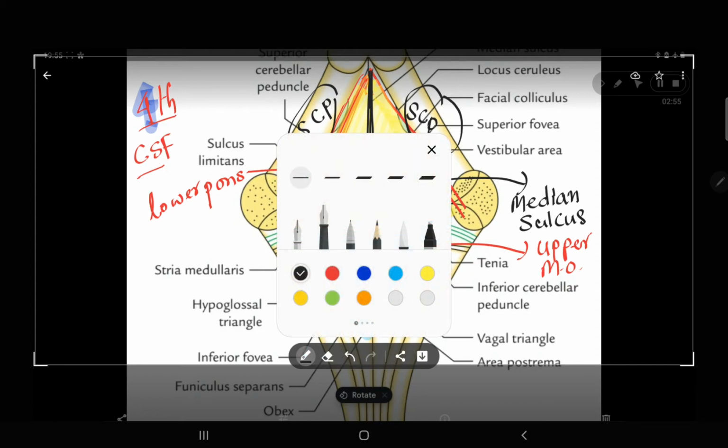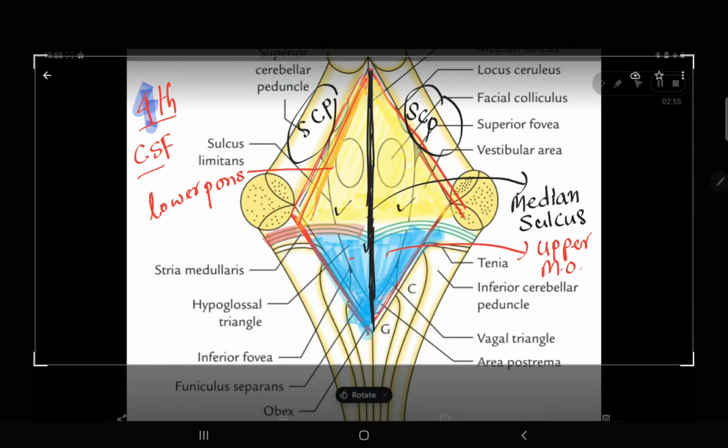This is a white fiber band, also called the stria. This stria I am marking with red. You can see here the red highlighted portion. This is called your stria medullaris.